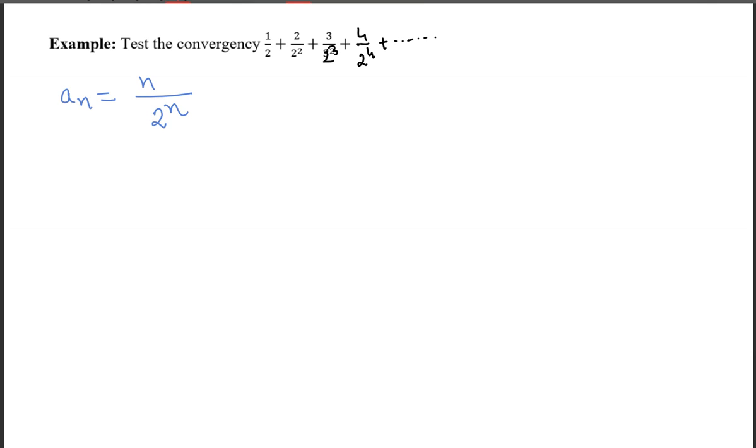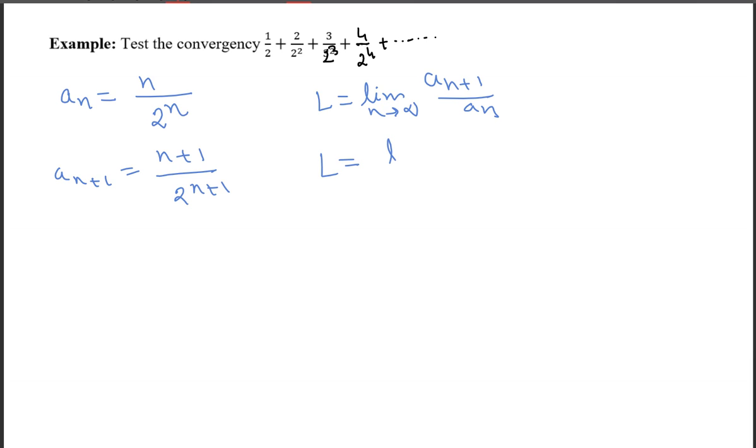What you need to calculate? L is equal to the limit as n tends to infinity of an plus 1 by an. That you need to calculate. So write down quickly what will be your an plus 1. Do it on your own. This is very straightforward. So L is equal to the limit as n tends to infinity of (n plus 1) by 2n into 1 by 2 to the power n by n. Now the limit will be what? 1 by 2.